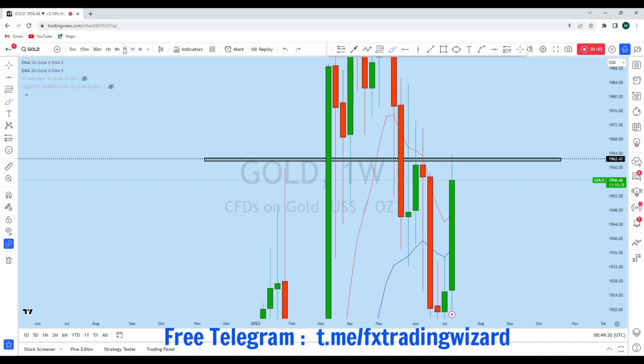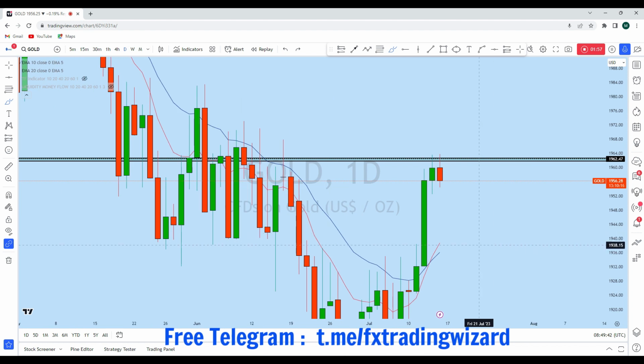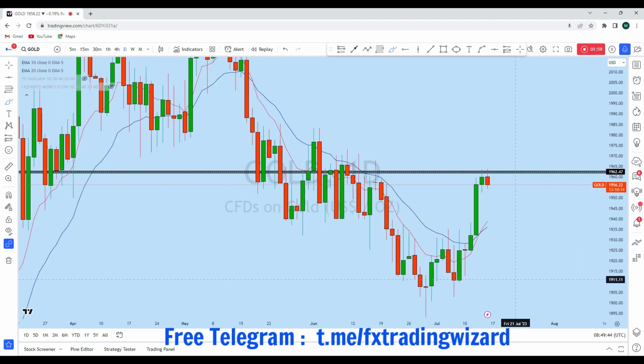Now if we look at the daily, from the daily perspective, today's candle crossed this previous daily high, and after triggering that liquidity zone, the sellers are again selling this market. As you have seen in the weekly forex forecast as well, from this zone gold has created this massive impulse to the upside.